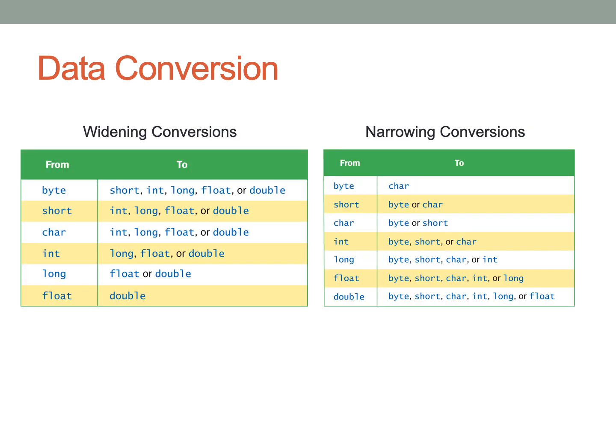This slide shows widening conversions, which is from small data type to a larger data type, for example, int to long, float or double, and narrowing conversions, which is from a larger data type to a smaller data type, for example, double to int, long or float.